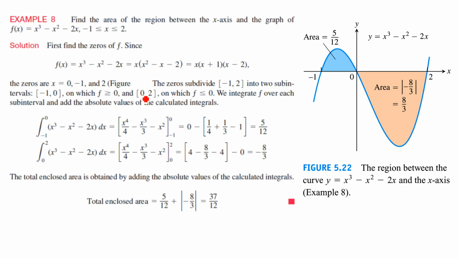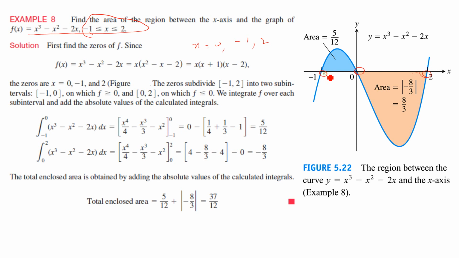This is another example of the area, where we can have a negative value of the integral and a positive value of the integral. The function here is x³ - x² - 2x. We have to find the area of the region between the x-axis and the graph in the interval given here, -1 to 2. Following the procedure, first find the zeros of f. The zeros are x = 0, -1 and 2. Now -1 is this endpoint, 2 is this endpoint, and 0 is in between.